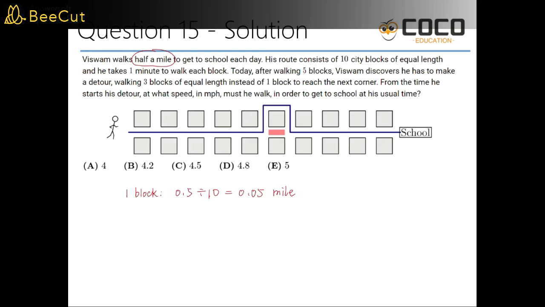So when he took the detour, let's check how many blocks there are. There's 1, 2, 3, 4, 5, 6, 7. So he needs to walk 7 blocks. Then the distance traveled is 7 times 0.05, is 0.35.